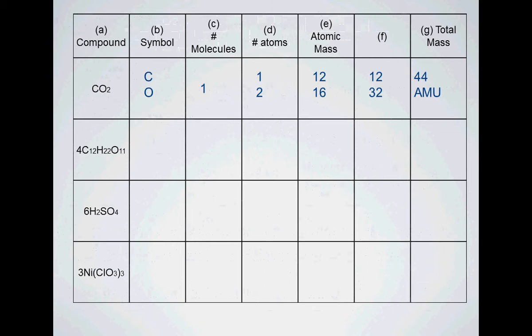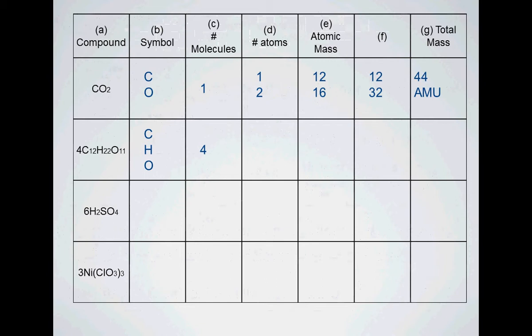So we have 4 C12 H22 O11. Again, we all need to start the same way. We list the elements. Here it's just carbon, hydrogen, and oxygen. Now I need to know how many molecules of this whole thing I am referring to. There's 4 molecules. That's why we have that coefficient. Now I need the number of atoms. For carbon, how many atoms of carbon are there? 12, that's the subscript.